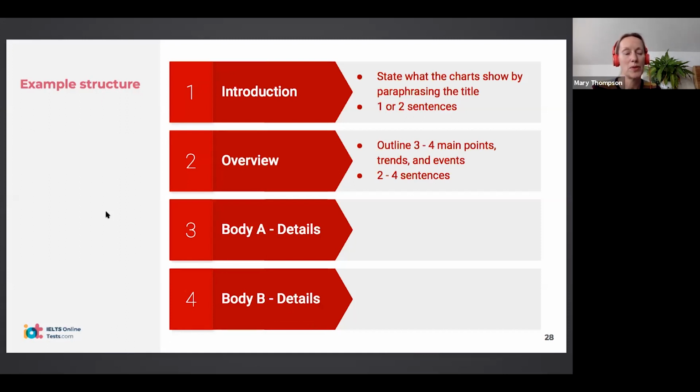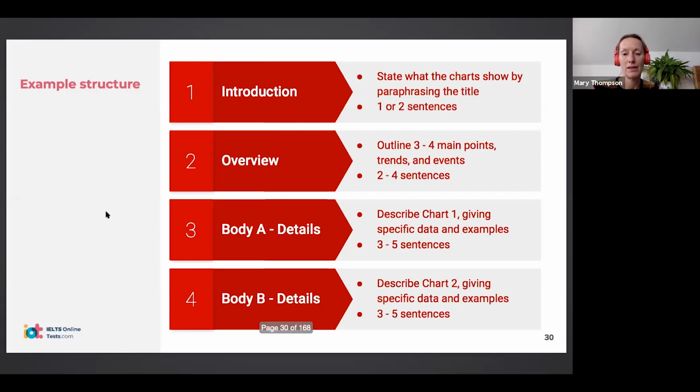Okay, and then body A. Yeah, somebody said about the first chart. Okay, that is the way we'd suggest doing it, just because it's easier to do it that way. So describe chart 1, giving specific data and examples in 3 to 5 sentences. Okay, and then body B is about chart 2, that's right. Describe chart 2, giving specific data and examples, 3 to 5 sentences.